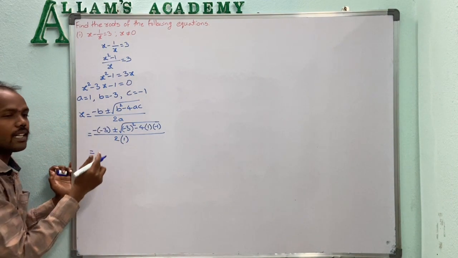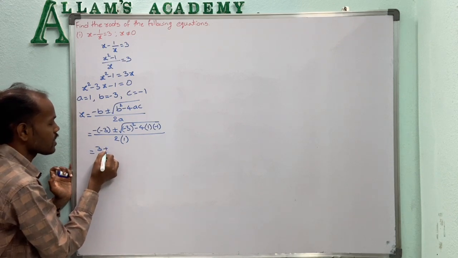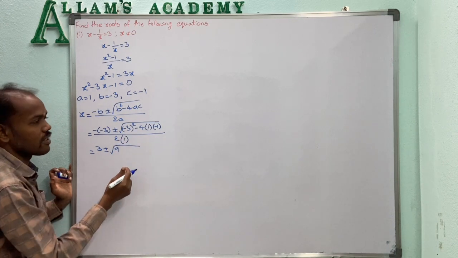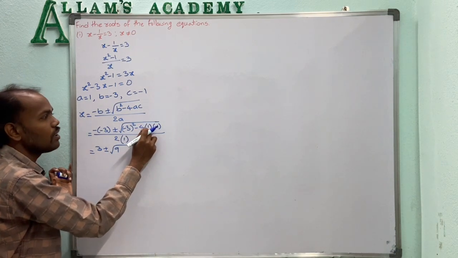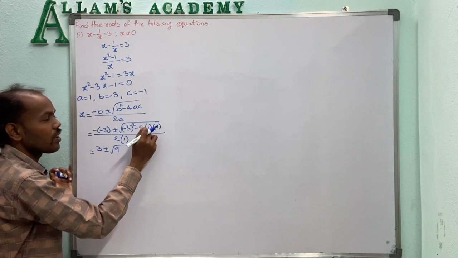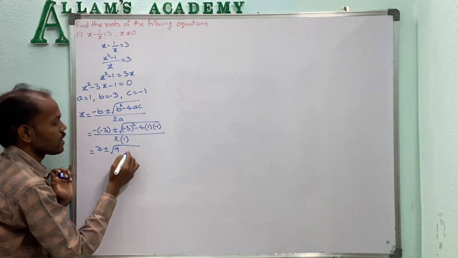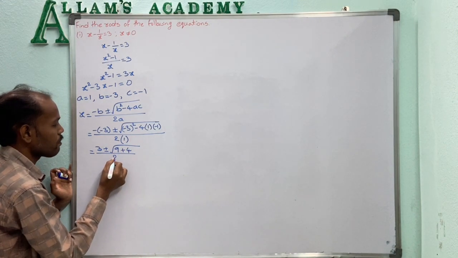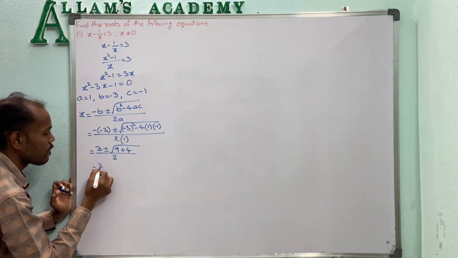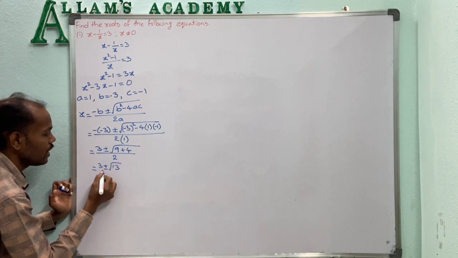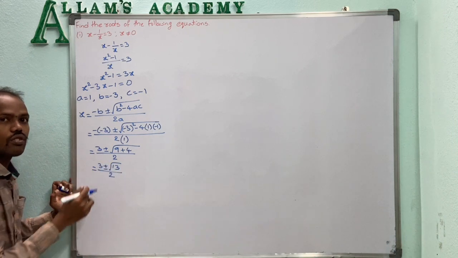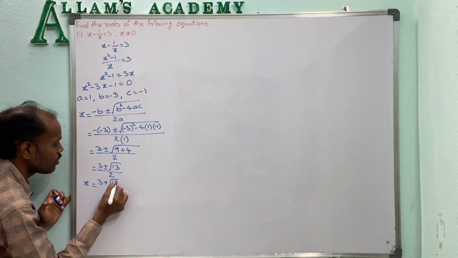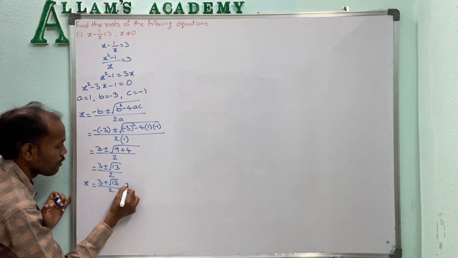So minus of minus 3, that is nothing but plus 3, plus or minus under root 3 square is 9, minus 3 whole square is also 9 only. So minus 4 into 1 is 4, 4 into minus 1 is minus 4, minus 4 into minus 1 is plus 4. So under root 9 plus 4, 9 plus 4 is nothing but 13. So 3 plus or minus root 13 by 2. 13 has no square root, that means now we can write x equal to 3 plus root 13 by 2, 3 minus root 13 by 2.